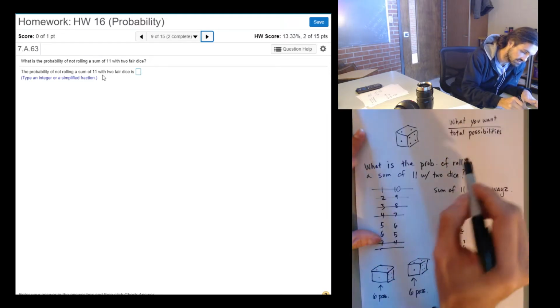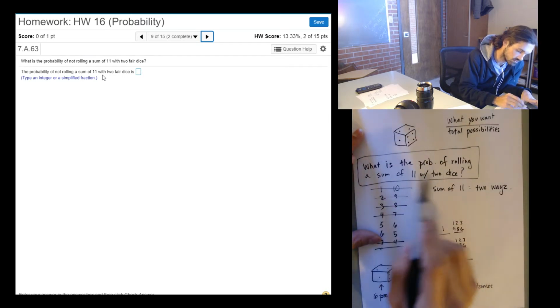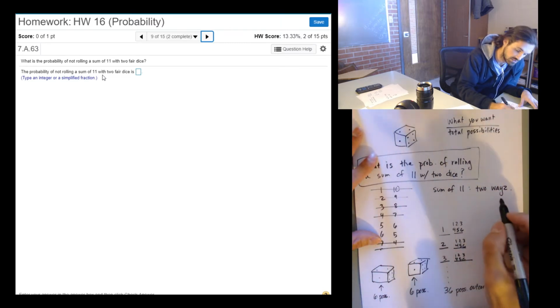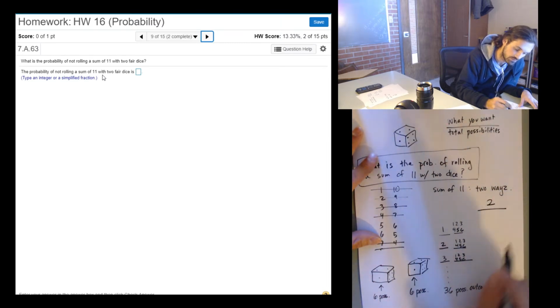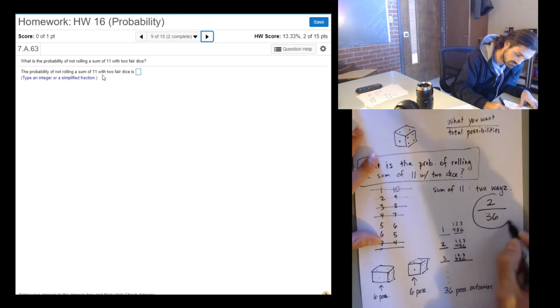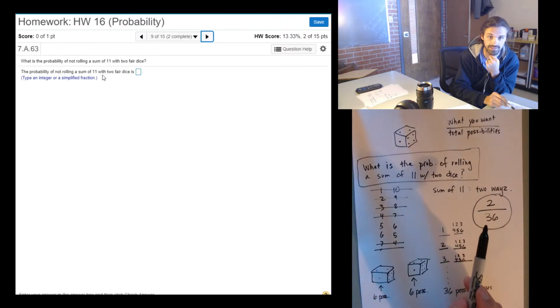So back to the question at hand. What is the probability of rolling a sum of 11 with 2 fair dice? Well, recognize there's 2 ways to do what we want with 36 possible outcomes. So the probability of rolling a sum of 11 with 2 fair dice is 2 out of 36.